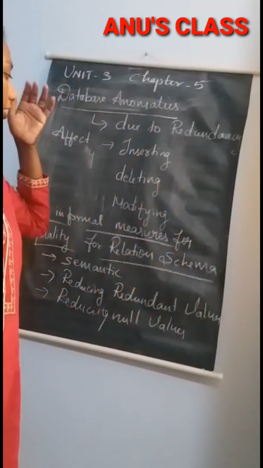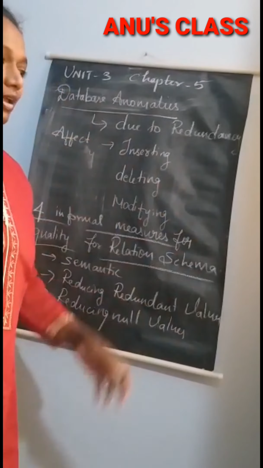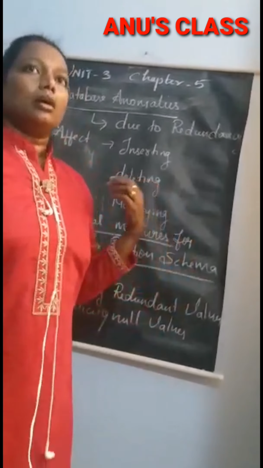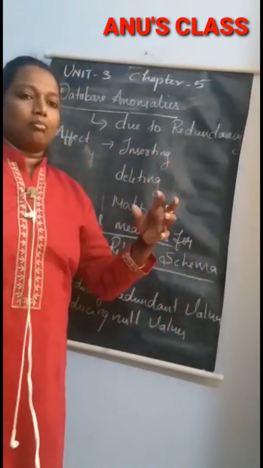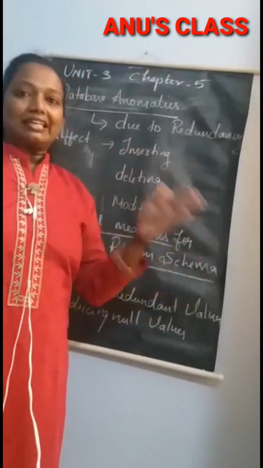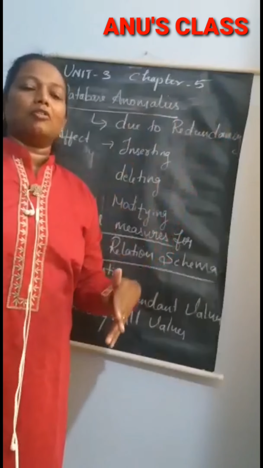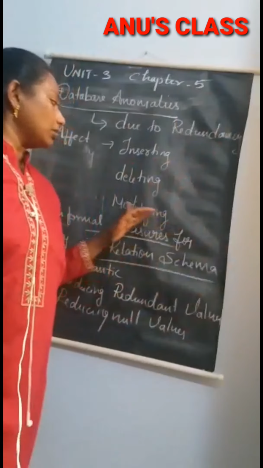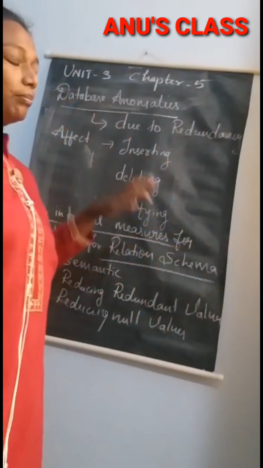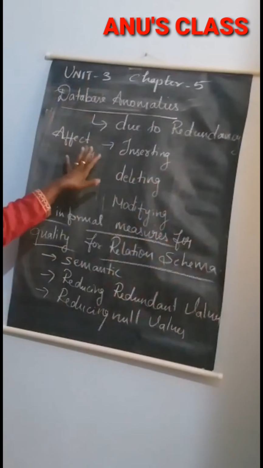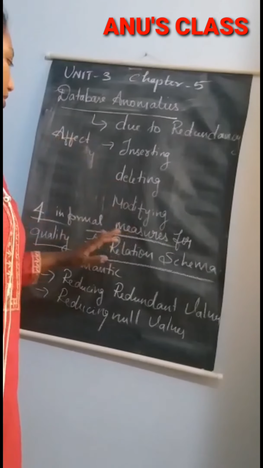Next, modifying anomaly. What is this modifying anomaly? When I'm doing some changes to the table, it is getting changed elsewhere too. I am changing it for the first student but it is happening for some other student also. Then that we call a modifying anomaly. Like that, an updating anomaly is also there. So these are the four different anomalies which affect the database.